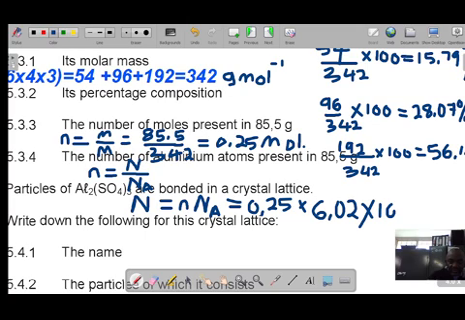So which answer do I get here? If I compute this on my calculator, 0.25 times 6.02 exponent 23, it gives me 1.505 times 10 power 23.